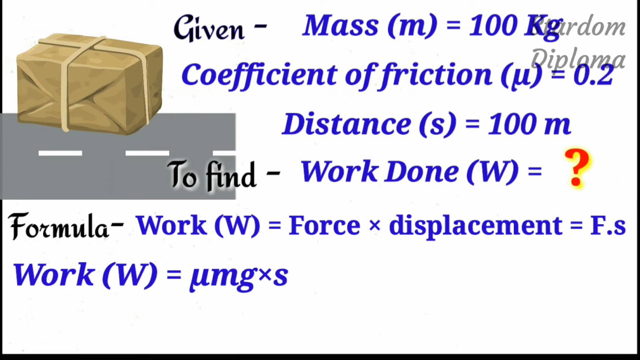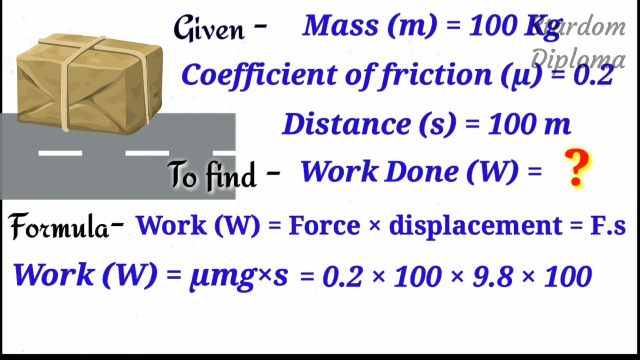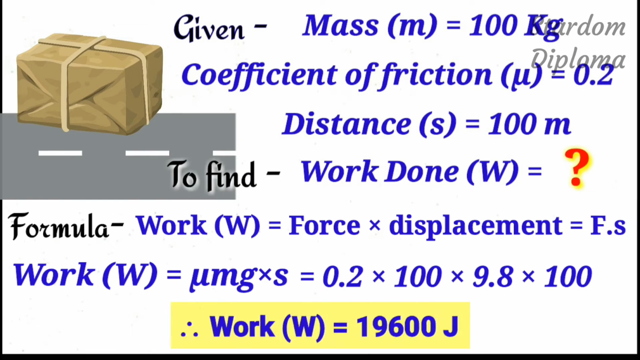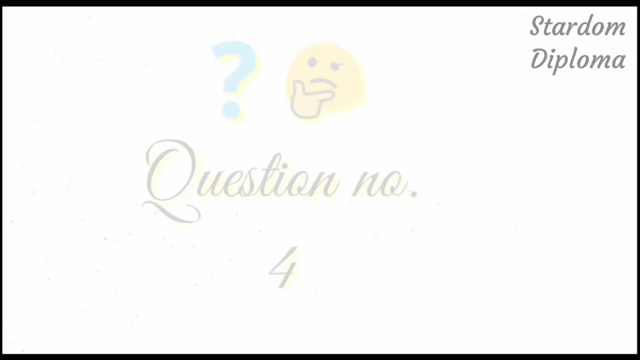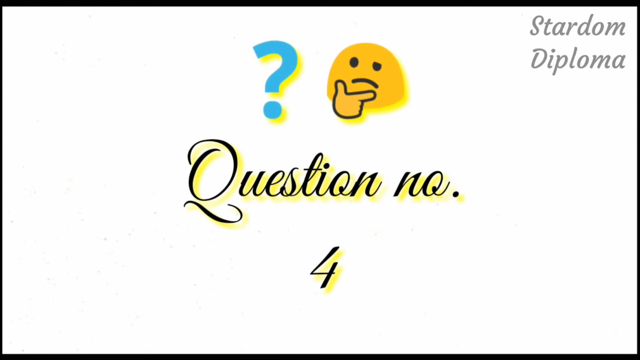Work done will be equal to 0.2 into 100 into 9.8 into 100. After solving, we are going to get the work done in dragging the body. So finally the work done will be equal to 19,600 joules. Moving forward, now we'll look into the fourth question. It is a little different, but we'll understand it.